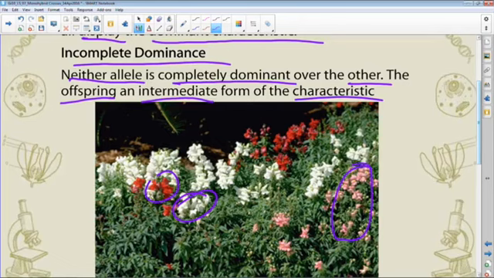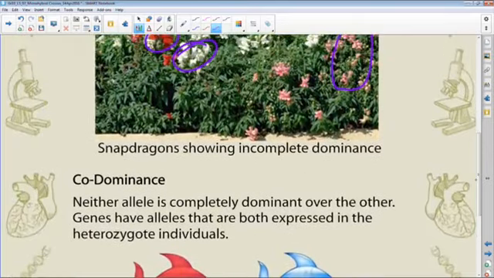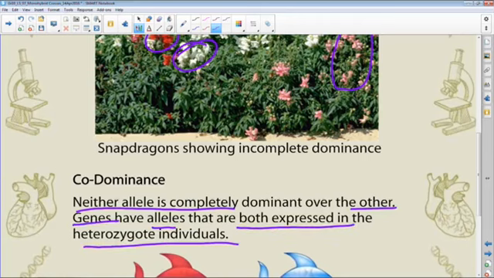And then the last one I want to show you is codominance. It means they're both dominating all the time. They're sharing who's dominant, and that means neither allele is completely dominating over the other. Genes have alleles of both expressions in the heterozygous individual.